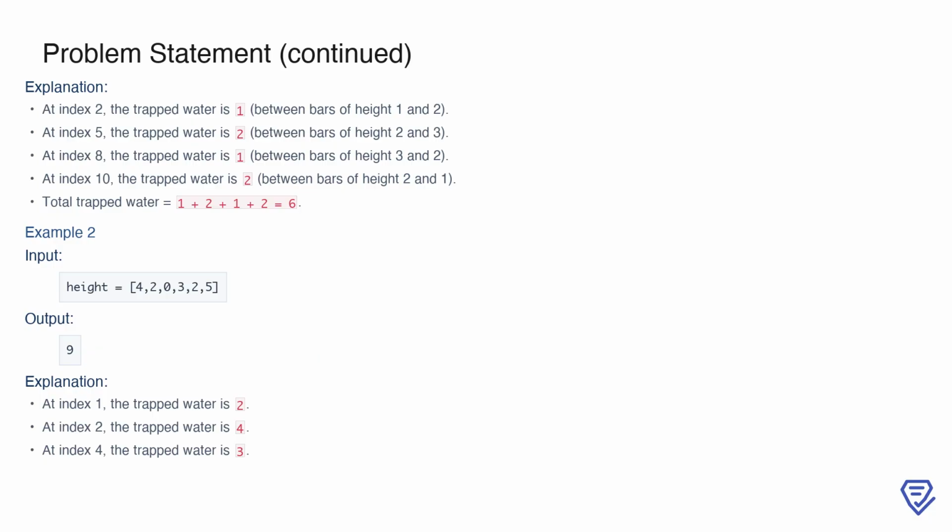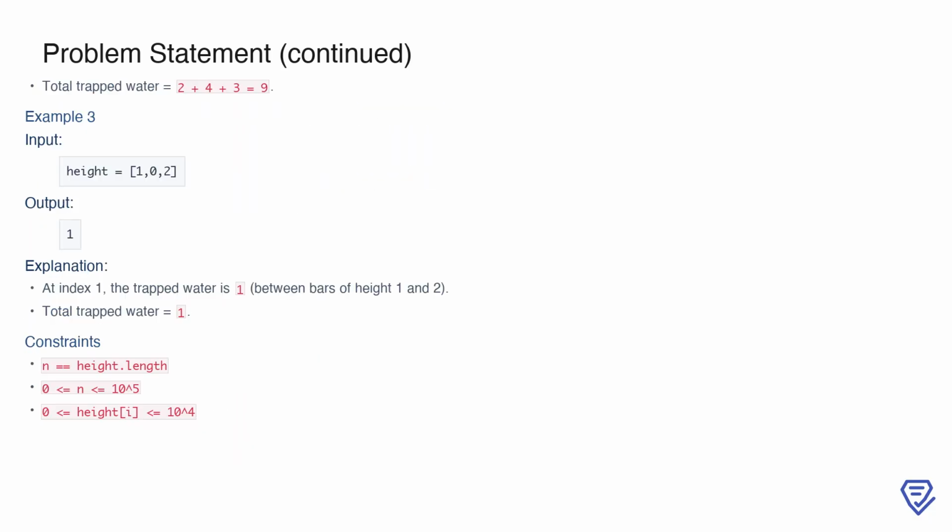Now, in a second example with the input 4 2 0 3 2 5, the output is 9. Here, we find that there are 2 units of water at index 1, 4 units at index 2, and 3 units at index 4. The sum, 2 plus 4 plus 3, gives us the total of 9 units of trapped water. The second example illustrates a larger elevation map where the total trapped water is 9 units.